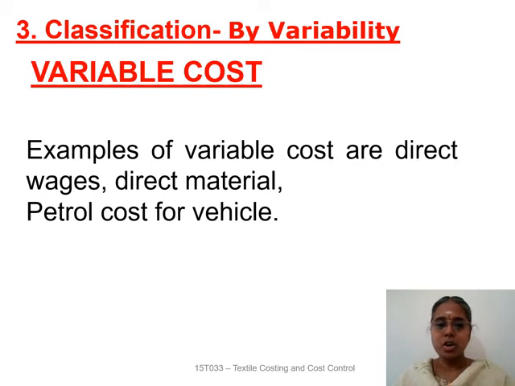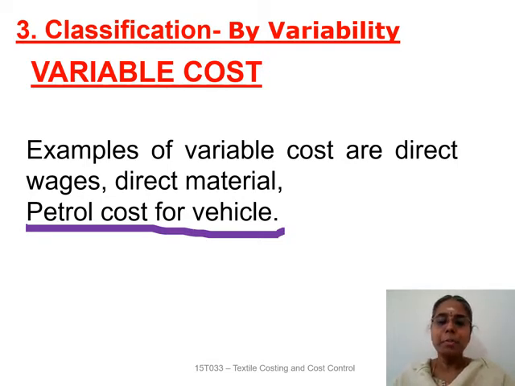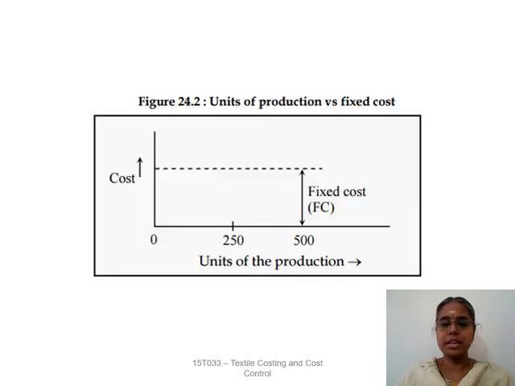Examples of variable cost are petrol cost for a vehicle, and direct labor cost when you pay based on the number of pieces. Say if you are stitching 100 pieces, you pay according to that. When you are packing 100 bags, you pay per bag, then it is a variable cost. If you are not going to produce, you will not pay them, so it is a variable cost.